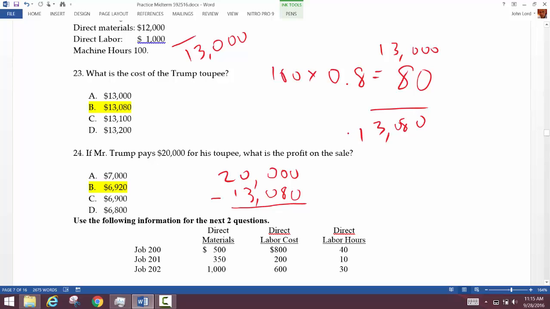Okay, so we have 20,000 minus what? The cost? The cost, and so we have a gross profit on this of $6,920. Good. Accounting, business 101A meets 101B, right? Yeah, the cost. Okay. All right, nice job. Good job. What's your name, sir? Robert? Good job, Robert.